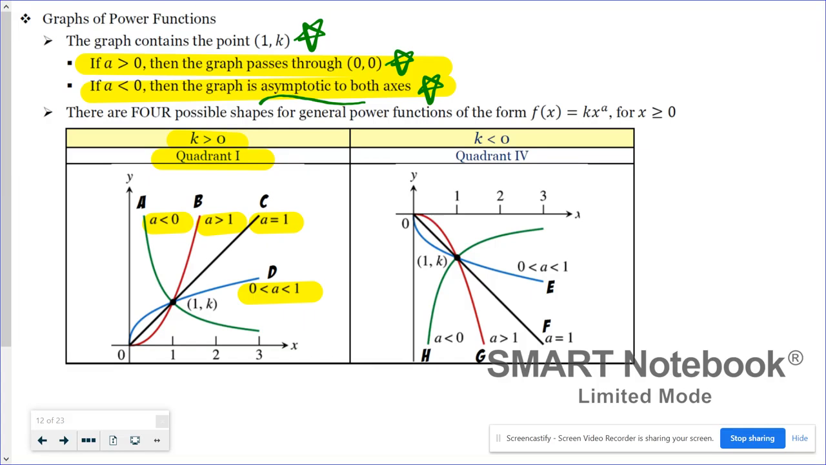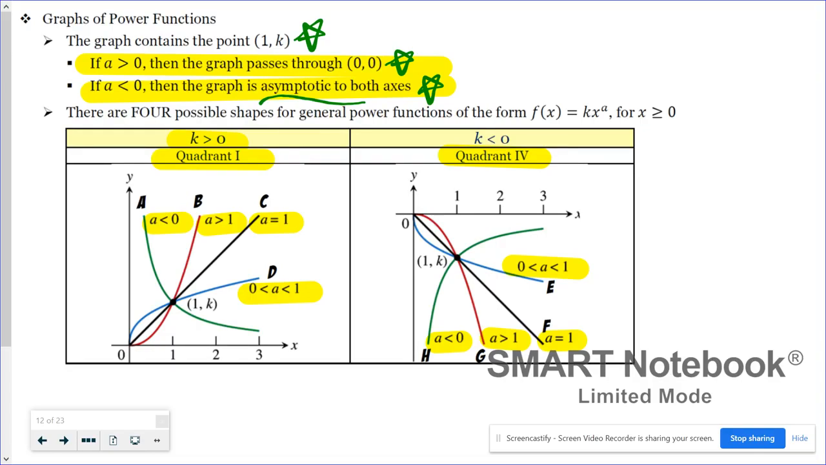Now notice you have basically reflections of these in quadrant 4, which makes sense because quadrant 4 is when k is negative. So the green graph is when a is less than 0. The red curve is when a is greater than 1. The black line is when a equals 1. And the blue curve is when a is in between 0 and 1. So the parameters k and a tell us quite a bit about a power function's graph and what it looks like. Remember, we can also use the parameters k and a to tell us about end behavior.